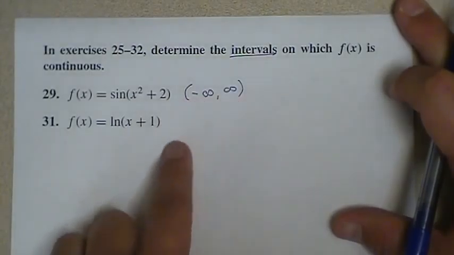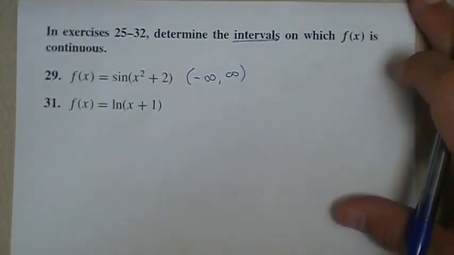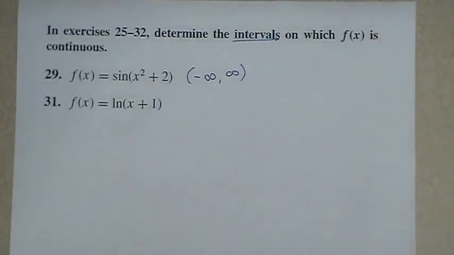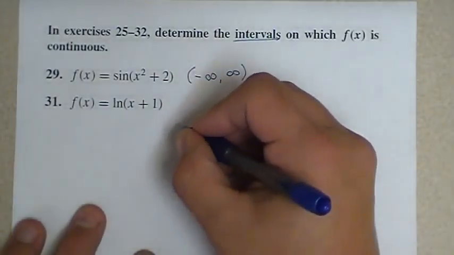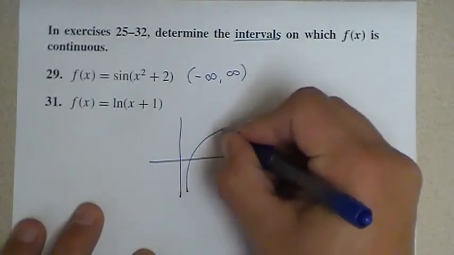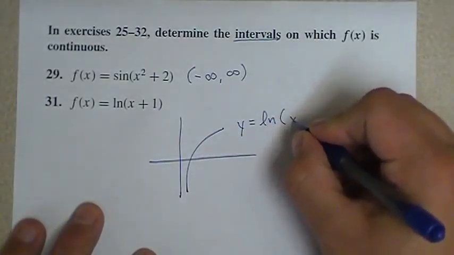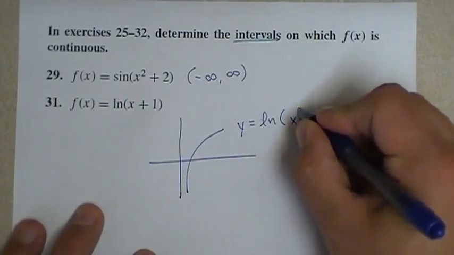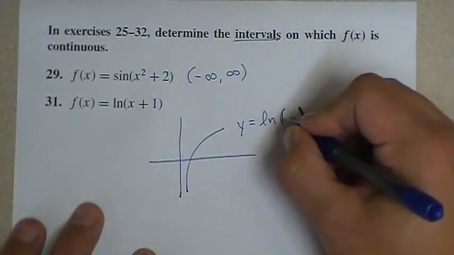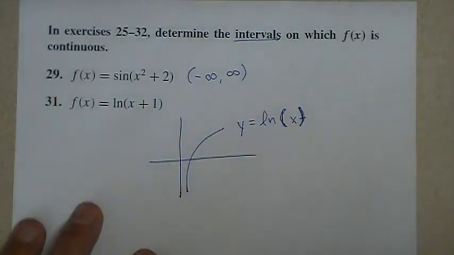infinity. Now 31 is a little trickier because we are going to have to do a little bit more work to figure out the intervals of continuity for this one. The natural log function can't have any old thing pop up inside of it. If you think about the graph of natural log of x, it looks like this. Now this is not the graph of the function in problem 31. Oops, and I'm writing the function in problem 31. This is just the graph of natural log of x.